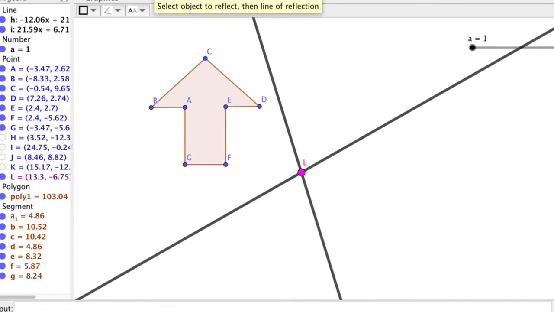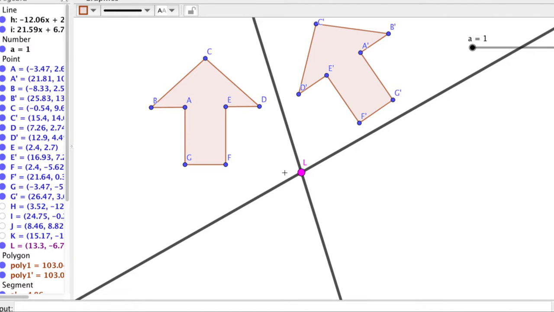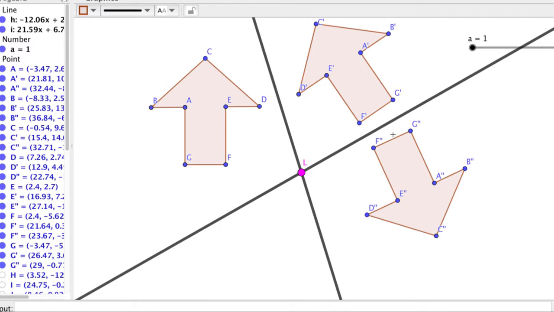So check out what happens. I'm going to reflect this shape across this line just by clicking. I just reflected it. We can see how that's reflected, nod our heads. Yes, we see that's a reflection. Check out what happens when I reflect this shape across this line. Those two, do you see that they're reflected?